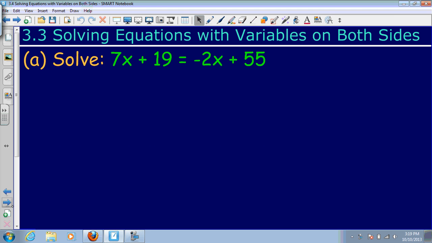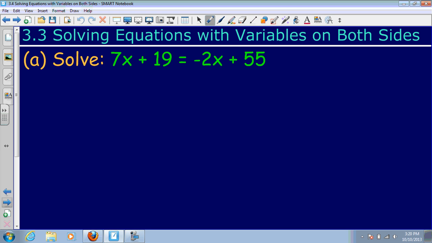We had talked about yesterday about moving the variables to the equal sign. That's what we're going to be doing today. We want to get the variables on one side and the numbers on the other so we can solve in terms of x. Okay, so here's one like we did yesterday. 7x plus 19 equals negative 2x plus 55. Okay, so we want to get the x's on one side and the numbers on the other.